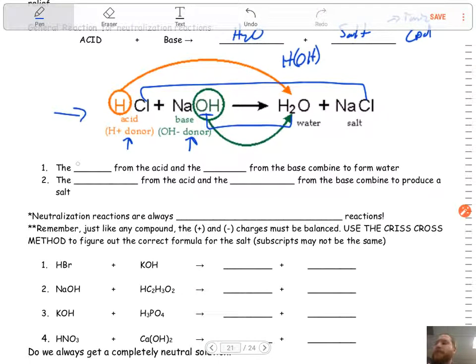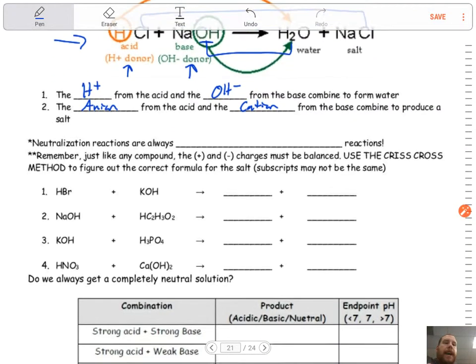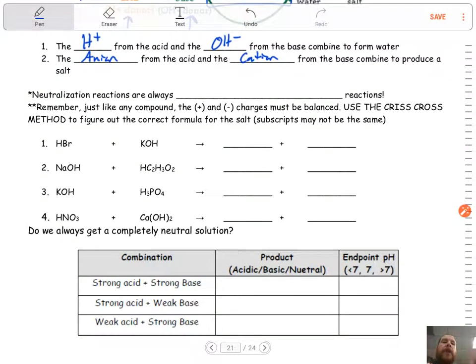So step 1, the H+ ion from the acid and the OH from the base combine to form that water piece, which helps to make it neutral. And then the anion from the acid and the cation from the base combine to form the salt. That's why you have that balance of charges, so you no longer have any ions in your reaction. That's what makes them unique. Neutralization reactions are always double replacement reactions.